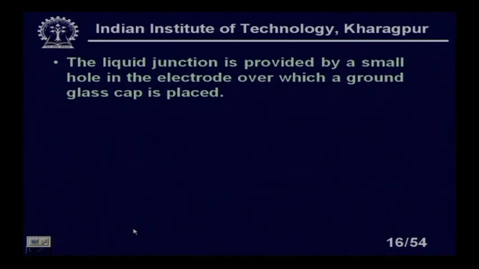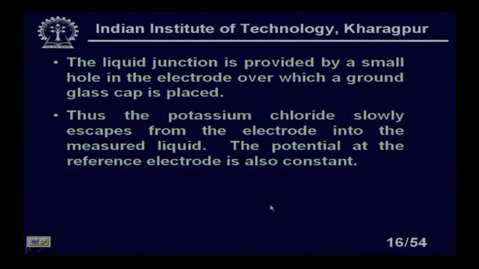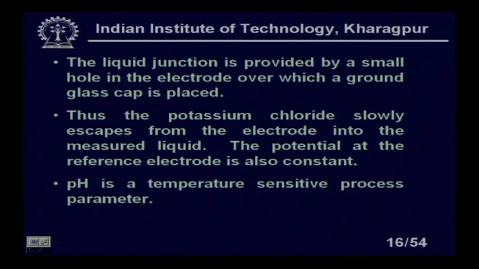Now, the liquid junction is provided by a small hole in the electrode over which a ground glass cap is placed. Thus, the potassium chloride slowly escapes from the electrode into the measured liquid, and the potential at the reference electrode is also a constant.